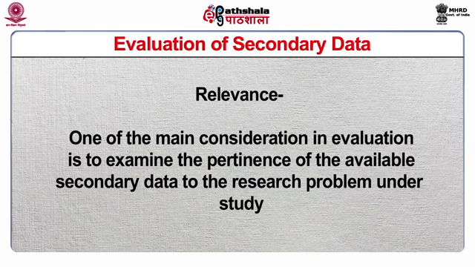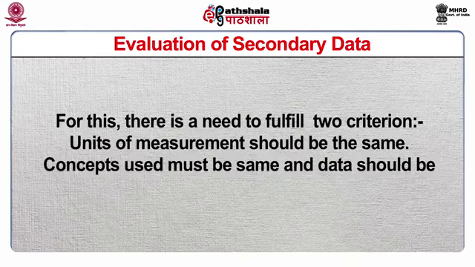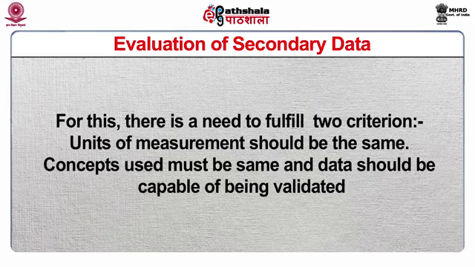Second, the relevance. One of the main considerations in evaluation is to examine the pertinence of the available secondary data to the research problem under study. It should be made sure the data collected should meet the requirements of the problem. For this, there is a need to fulfill the 2 criterions. That is, firstly, the unit of measurement should be the same, and secondly, the concept used must be same and data should be capable of being validated.